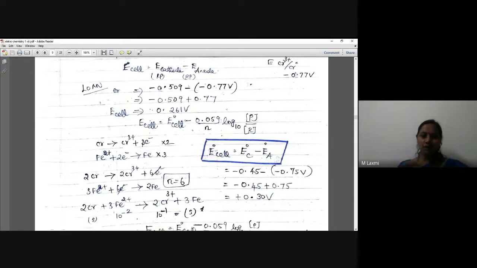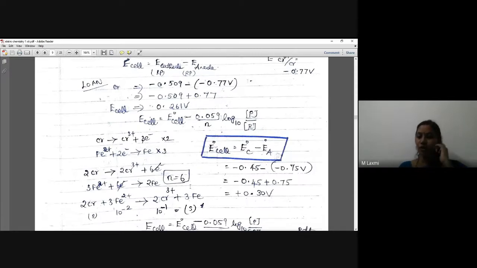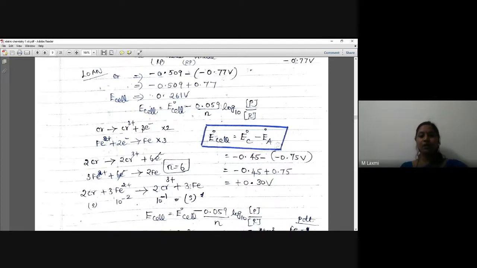So for the value of n, if I see the equation, chromium is giving 3 electrons while iron is taking 2 electrons. I have to make a common number. So I have multiplied equation 1 with 2 and equation 2 with 3. So I have got 6 electrons as common. So I have got my n value as 6. Okay. So now n value is known, E naught of cell is known, E of cell is known, right?